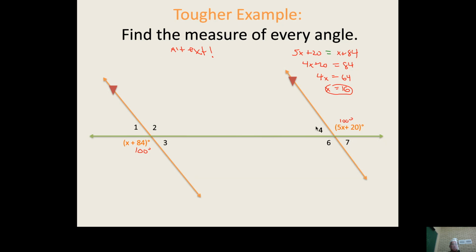Those are alternate exterior angles. They need to be the same. Your corresponding angles also must match. So if that's 100, this one's 100. If this one's 100, angle 6 is 100. Your obtuse angles are 100 degrees. That means your acute angles need to be 80 degrees. Your consecutive interiors need to be supplementary.